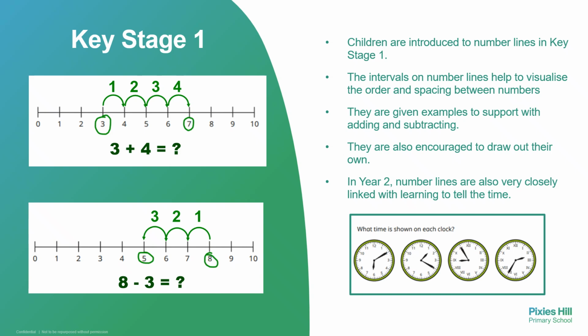The top example shows how, when we begin on the number 3 and count up 4 or add 4, 1, 2, 3, 4, we land on the number 7. So 3 add 4 equals 7. The example below shows a subtraction calculation. So for 8 subtract 3, we begin on the 8 and we count back 3 jumps, 1, 2, 3, and here is our answer of 5.